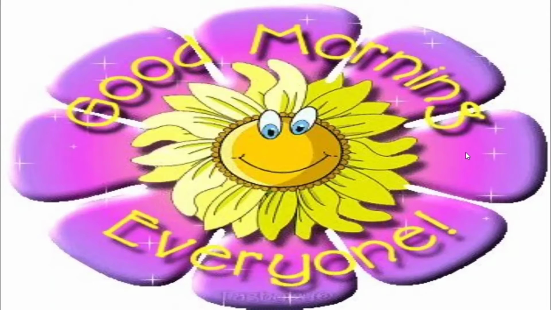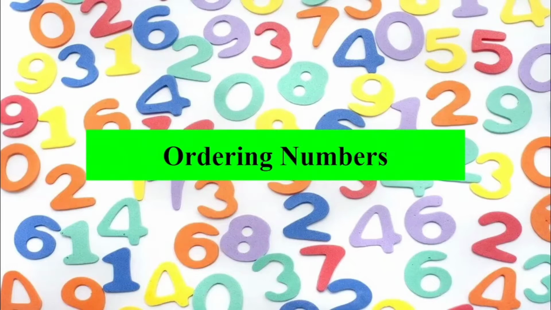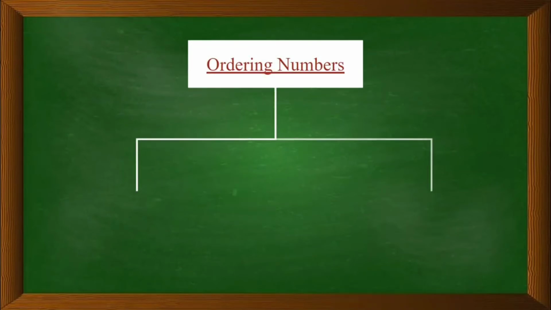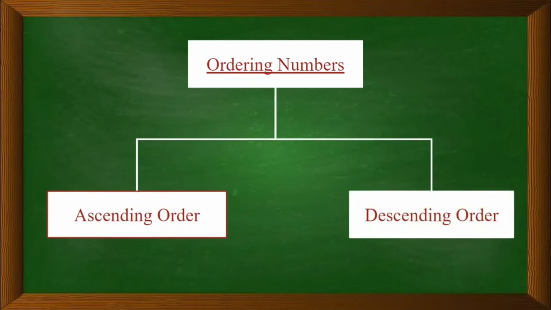In our last class, we studied how to compare numbers. I hope all of you have understood how to compare numbers. Now, the topic for today is ordering numbers. Do you remember in which two orders you learned to arrange the numbers last year? Yes, there are two orders in which you can arrange numbers. First is the ascending order and the second one is the descending order. Come, let's revise both the orders today.